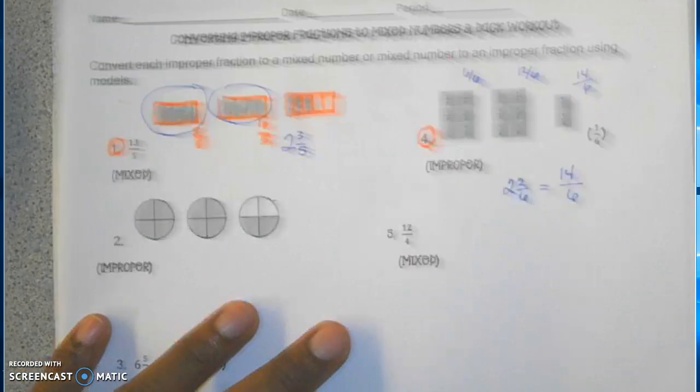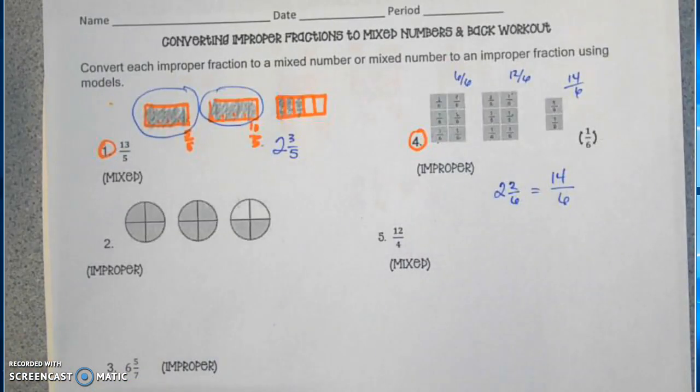I hope that this has given you guys some insight and some additional assistance on converting improper fractions to mixed numbers and back using only the model. Tomorrow we'll be working with the algorithm.